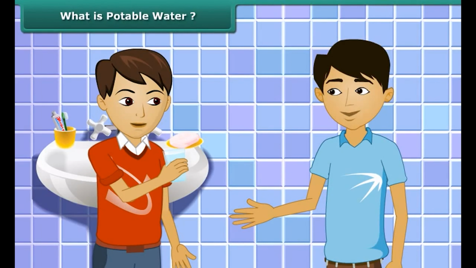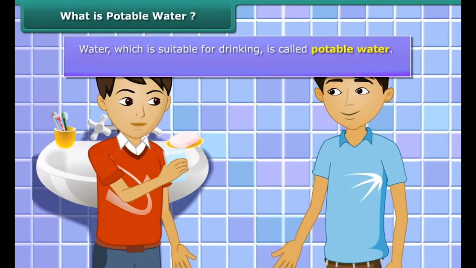What are you doing? You should not drink water from here. But why? It is clean water. Water that looks clean may still have disease-carrying microorganisms and dissolved impurities which can cause illness. Really? Yes, you should drink purified water to stay safe. Water which is suitable for drinking is called potable water.